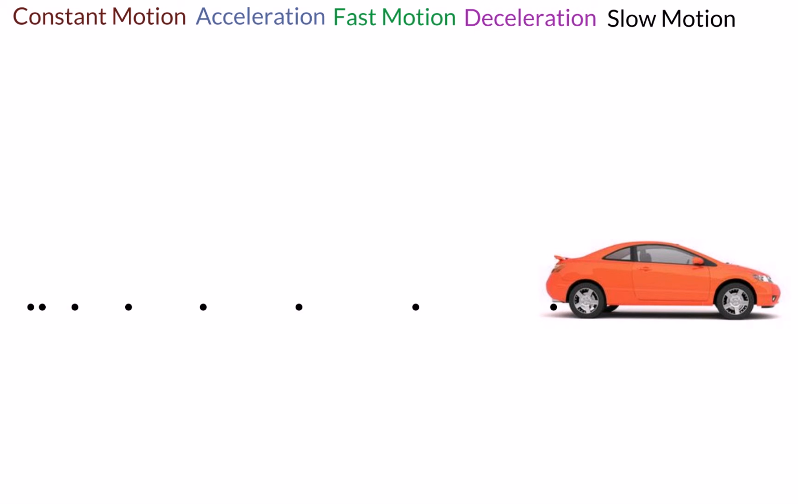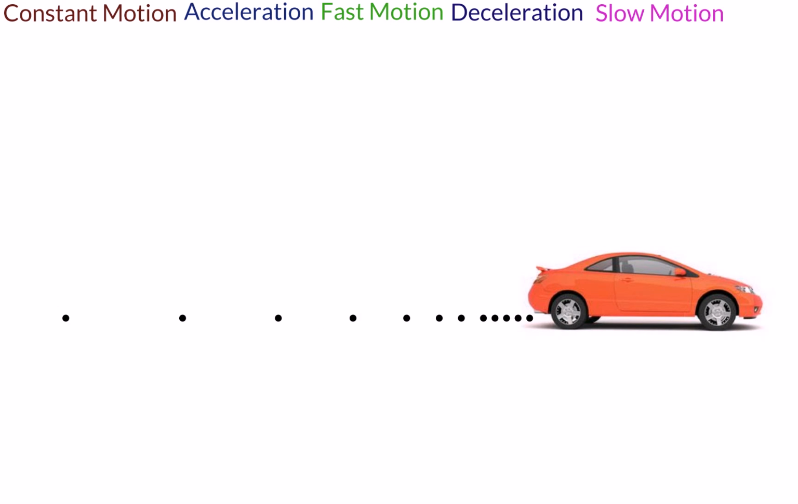This one's a little different. Here, at this side of the diagram, the dots are pretty close together, and as the car moves to the right, the space between the dots gets greater. This is not constant motion, this is acceleration. The car is getting faster as it moves to the right.